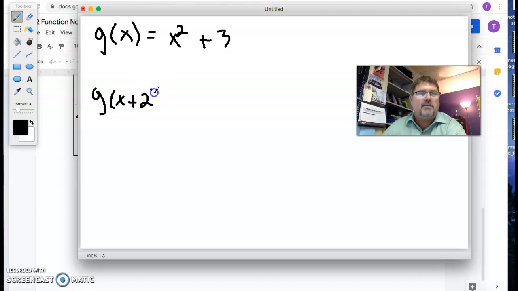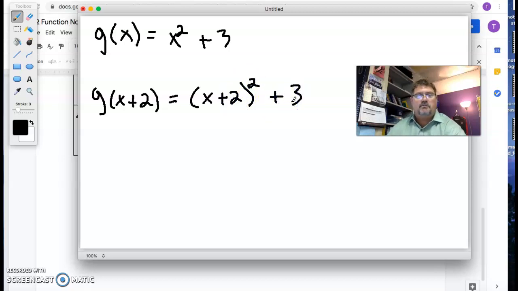There's a little bit of lag time with this pen, which is extremely annoying sometimes. I'm going to put this x plus 2. I need to square it now, so I have to be careful. Then when I'm done with that, I have to add 3 to it. So far, does that make sense? I'm just going to write equals here, and I'm going to put it over this way because it might take a minute to write this out.